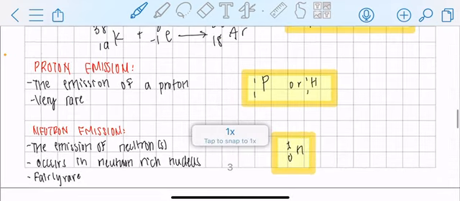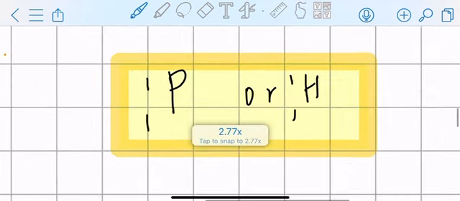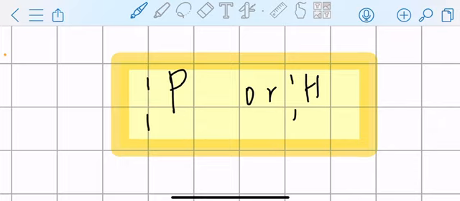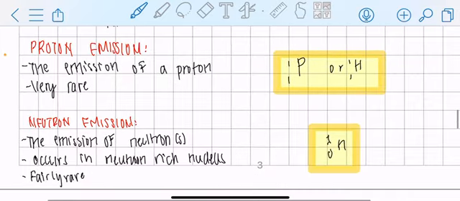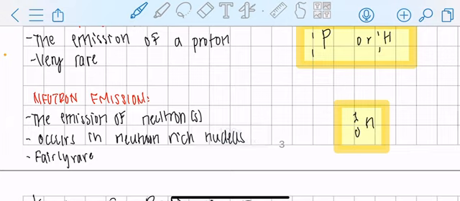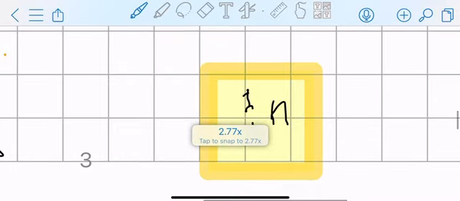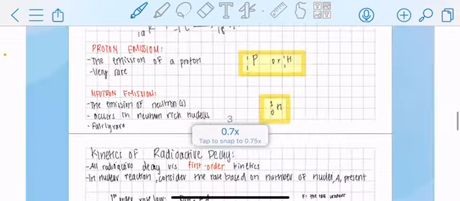It is the emission of a proton, and it's very rare. It is basically a mass and atomic number of 1 and 1. And a neutron emission is the emission of neutrons. It occurs in the neutron-rich nucleus, and it's fairly rare. We can see it as this, as neutrons have a mass number of 1 but have no atomic number.